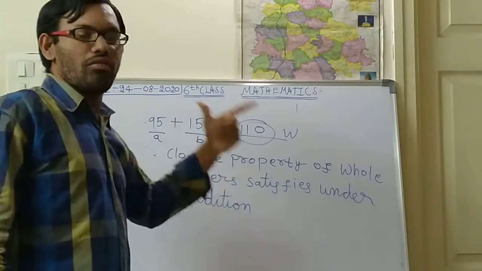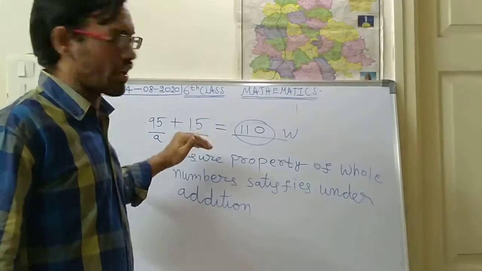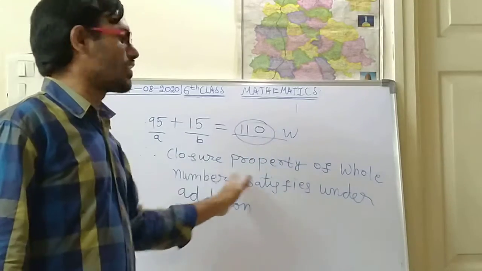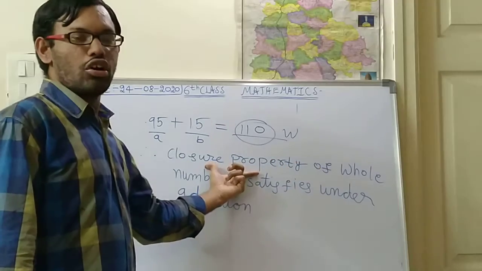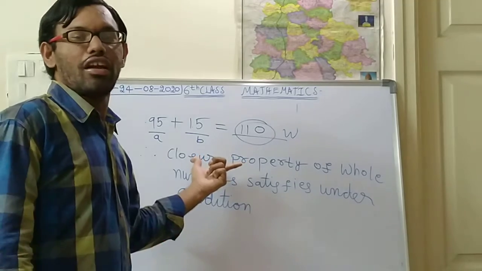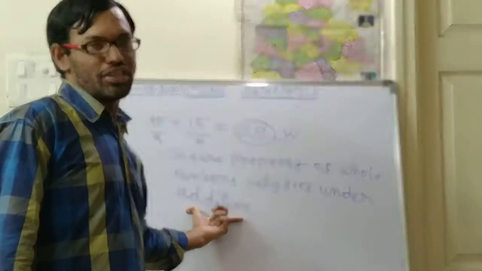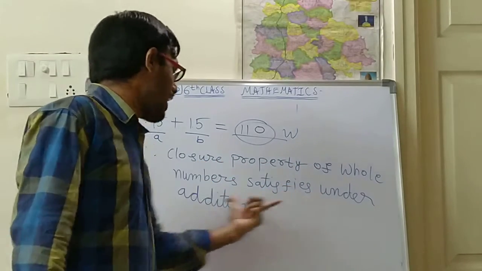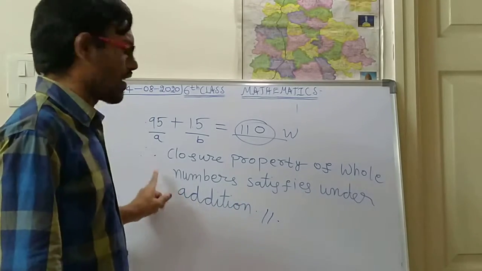What is our present property? We are discussing the closure property of whole numbers. In the closure property, which basic mathematical operation are we discussing? We are discussing the addition operation. So, closure property of whole numbers satisfies under addition. This is a final statement you have to write compulsorily.